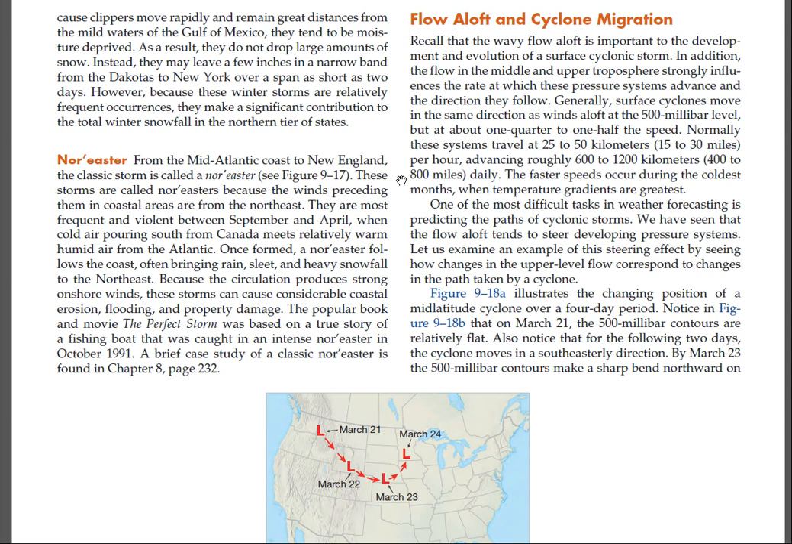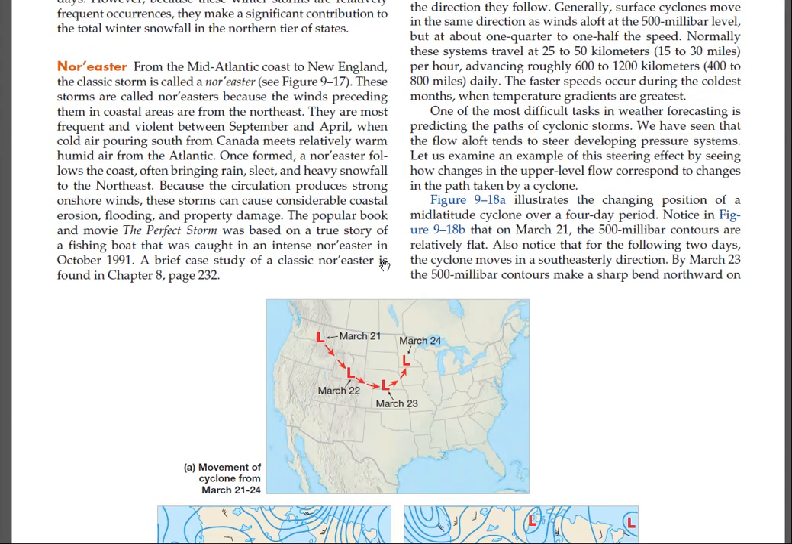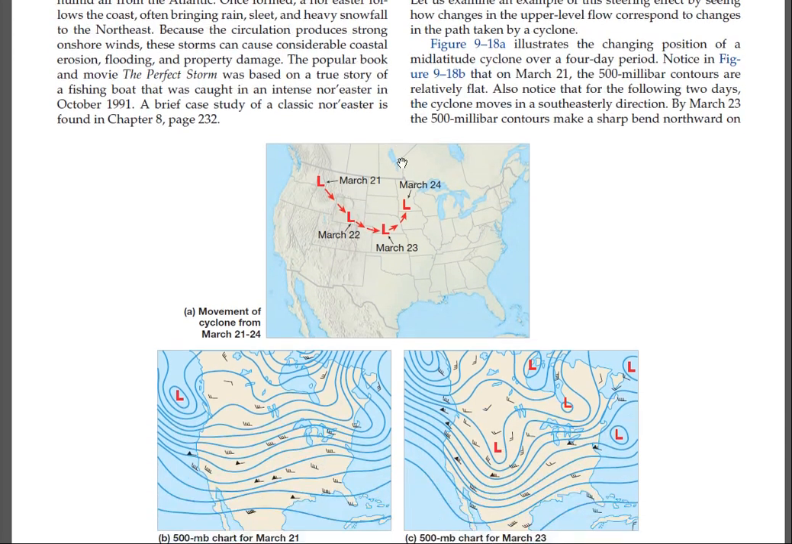One of the most difficult tasks in weather forecasting is predicting the paths of cyclonic storms. We have seen that the flow aloft tends to steer developing pressure systems. Let us examine an example of this steering effect by seeing how changes in the upper level flow correspond to changes in the path taken by a cyclone. Figure 918a illustrates the changing position of a mid-latitude cyclone over a 4-day period.